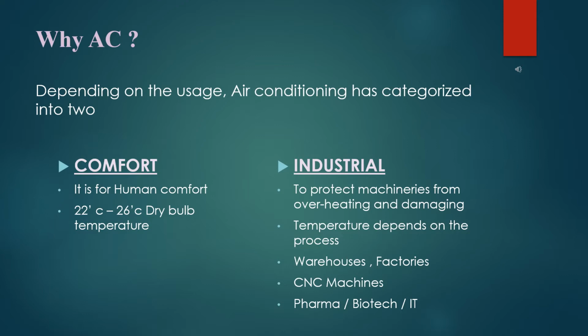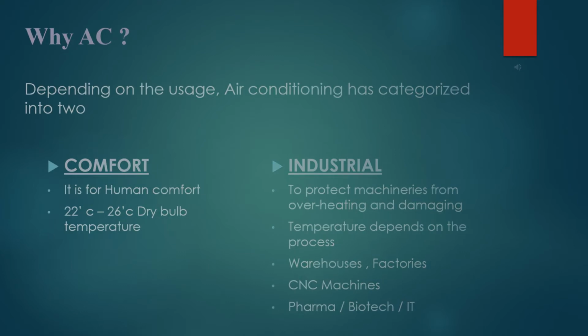The next one is industrial usage. In every industry, there will be machineries, server rooms, and IT rooms. They get heated very quickly, so we have to keep a very low temperature in that particular area to avoid overheating and damage. Air conditioning is also used to protect pharmaceuticals and biotechs. The required temperature varies as per the purpose.